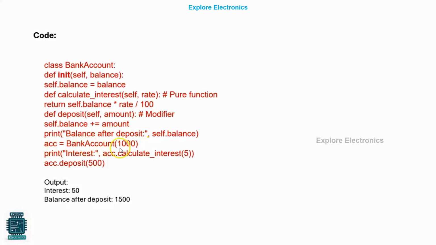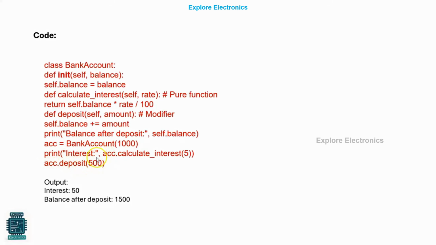account is equal to BankAccount(1000), which means it creates a new instance of the bank account class with an initial balance of 1000 and assigns it to the variable account. Print account.calculate_interest(5). It calls the calculate interest method on the account instance with a rate of 5 and prints the returned interest value.